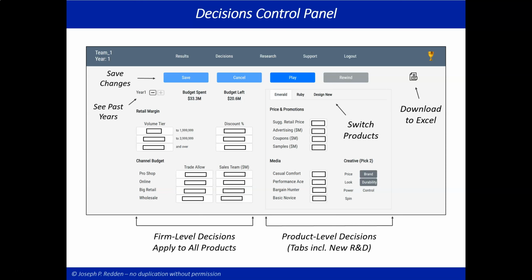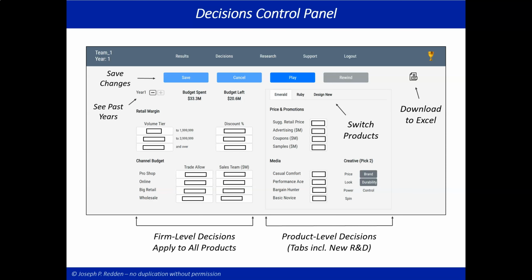And then you can see the different decisions for the retailer decisions in terms of the volume discounts that you give them. We have the trade allowance for each channel. We have the sales team across the channels. Notice that those decisions on the left are all firm level decisions that apply to all your products. Put another way, you pick your sales team and they sell all of your products. You don't choose a sales team for each product.